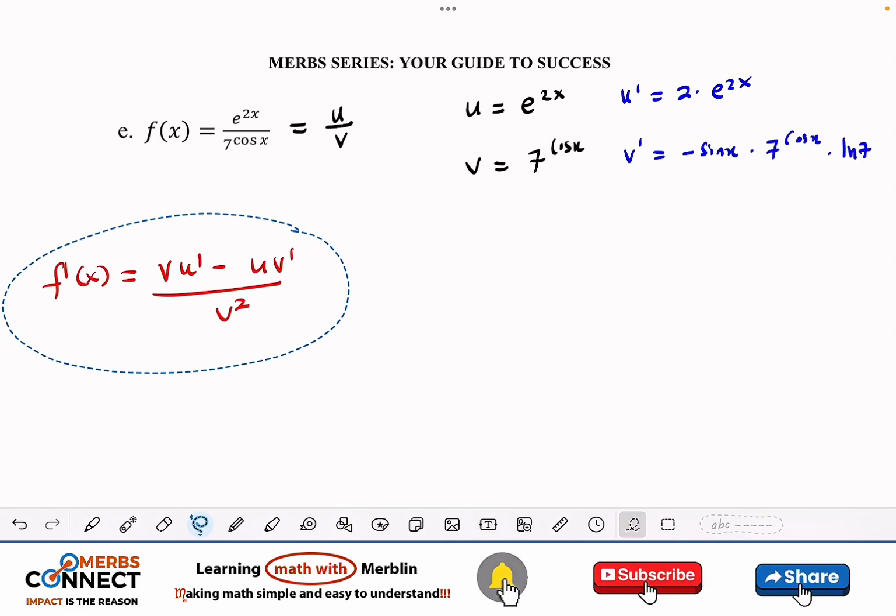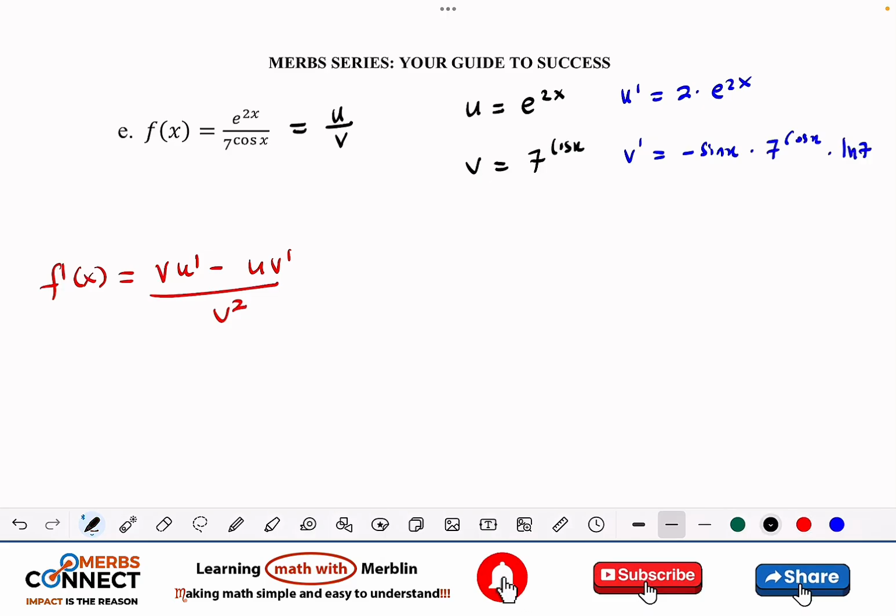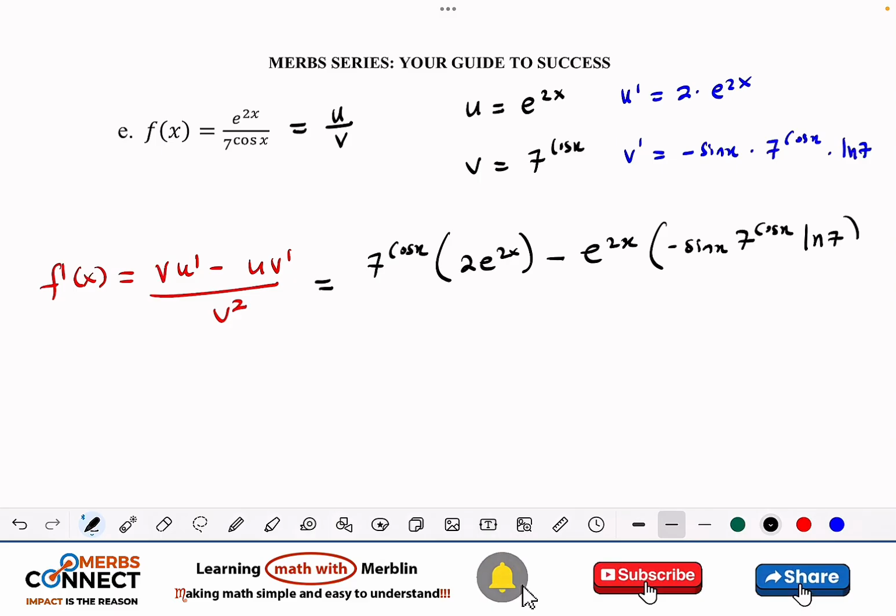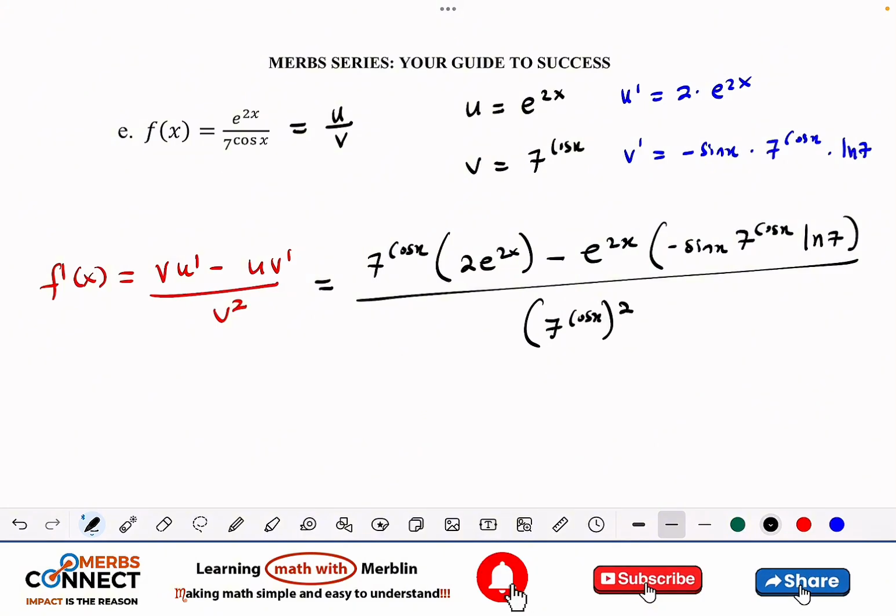So simplifying this, we are going to have something like this. This is going to give us vn is 7 cos x, u prime is 2e to the power 2x, minus u is e to the power 2x, and then vn prime is minus sine x, 7 cos x natural log of 7, all divided by vn squared. So 7 cos x all squared.